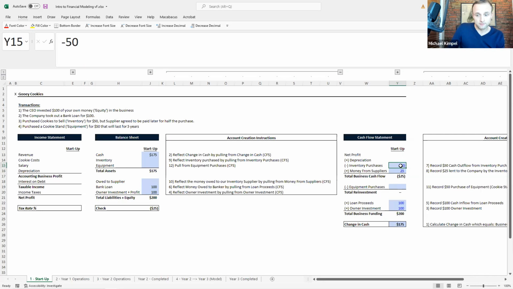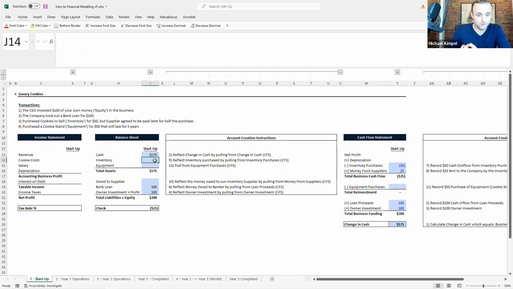Let you all punch that in. It's negative 50 again for the purchases, and then plus 25 for the money from suppliers. Okay. Now, once again, we're out of balance. So we have to get this balance sheet balancing. Again, if it's not balancing, it's not a balance sheet. So we're going to go back over to the balance sheet and link this up.